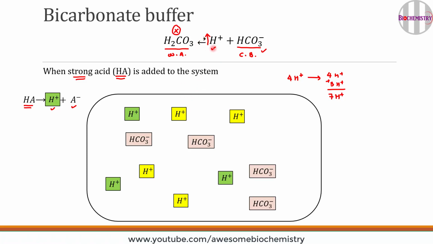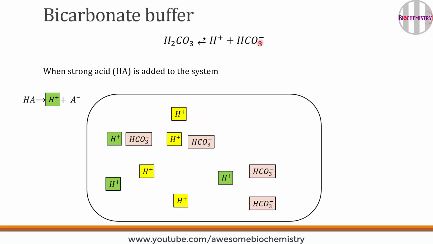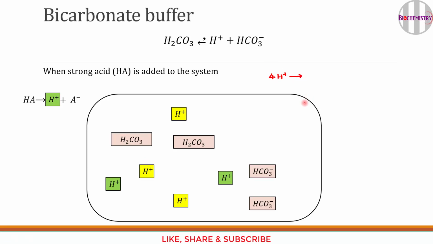So what will happen? H plus will start combining with bicarbonate ion. So as you can see, H plus is combining with the bicarbonate ion and it is converted to H2CO3, right? So now we see that we have only 5 H plus left. So again, summary: initially 4 H plus were there. By adding 3 strong acid, we are getting 4 plus 3 H plus, that is total 7 H plus. But thanks to this bicarbonate system, we are ending up with only 5 H plus.